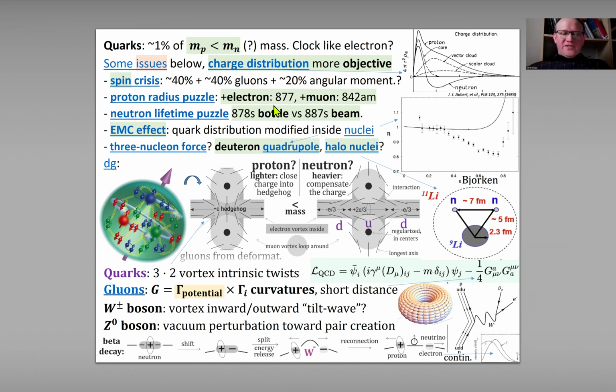Then there is the proton radius puzzle. If probing with electron and muon, they get different distances. I would generally agree here, because electron and muon would both be these hedgehogs, but with the field rotated by 90 degrees, so it should be crucial for their scattering. There is the neutron lifetime puzzle: the cold neutrons turn out to have a slightly longer lifetime than the hot ones. I would say there is some excitation of the structure. Then there is the EMC effect, that the quark distribution is modified in nuclei in comparison to the proton and neutron.